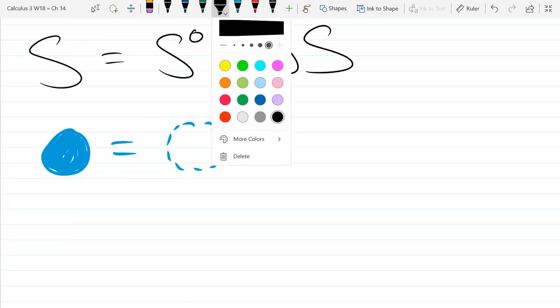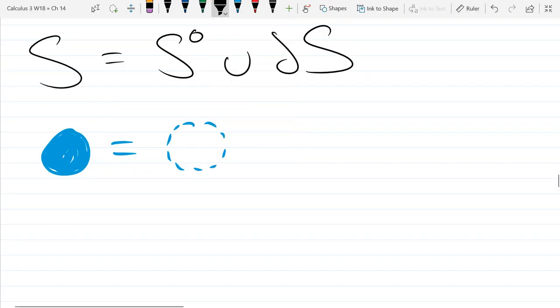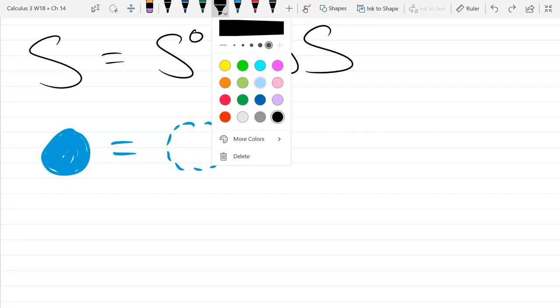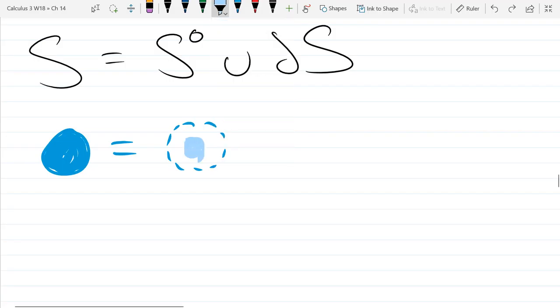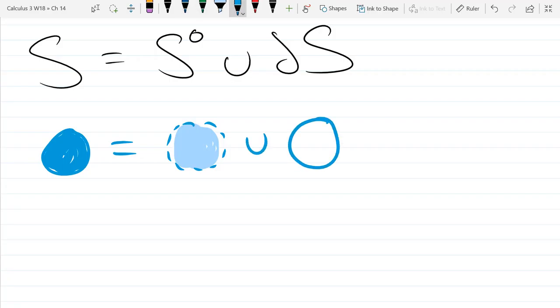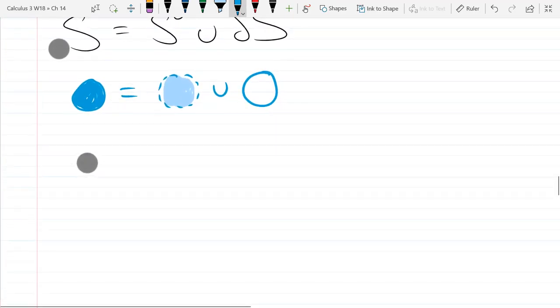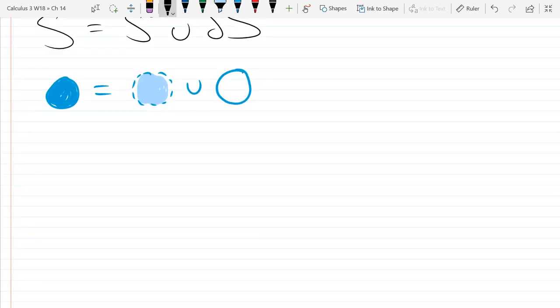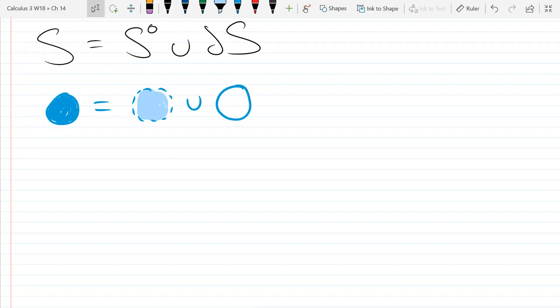Let me switch my interior color. So you still get the entire interior, and then you union that with the boundary. It's just a way to partition or split up your space into one type of point versus the other type. And this is useful for finding areas and it's useful for a lot of things. Yes, and yes.